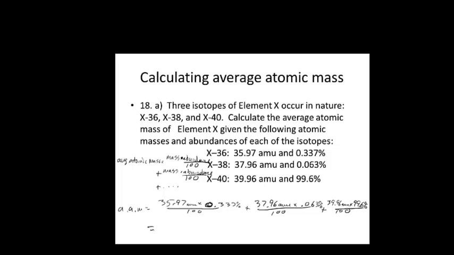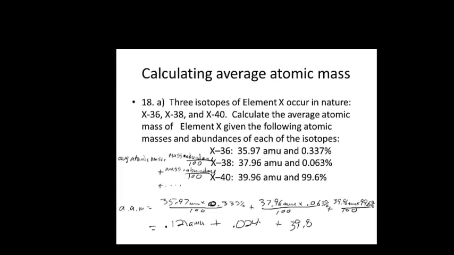So 35.97 times 0.337 divided by 100, and on this one here I get 0.121, plus 37.96 times 0.063 divided by 100, and I get 0.024, plus 39.96 times 99.6 divided by 100, and I get 39.8. These are all in AMUs.